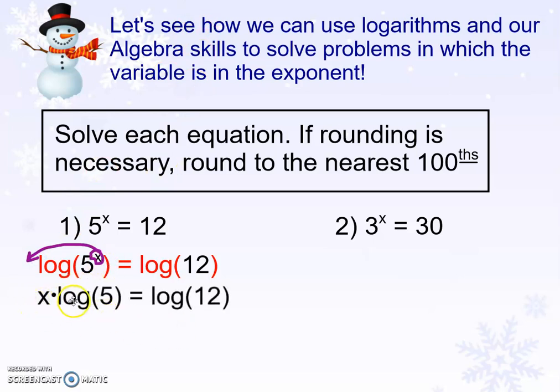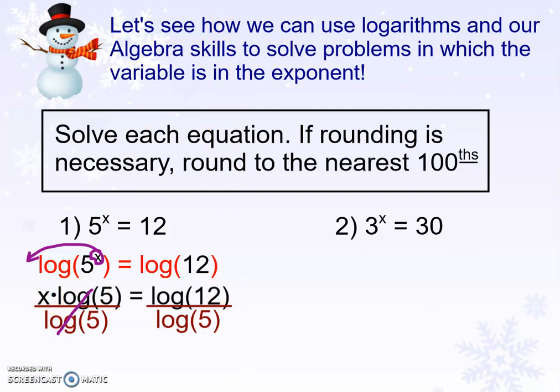x times the common log of 5 equals the common log of 12. And now that we brought x down to the same level as everything else, we can solve this for x. Remember, our focus is on x. To get x by itself, we're going to undo multiplication with division by dividing both sides by the common log of 5. So, having done that, I get x all by itself.